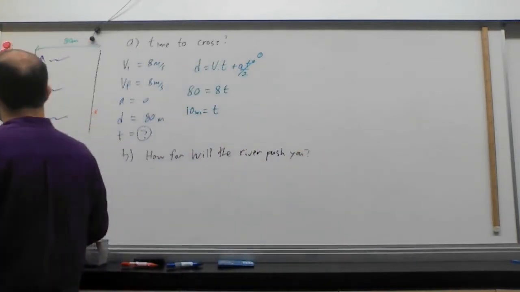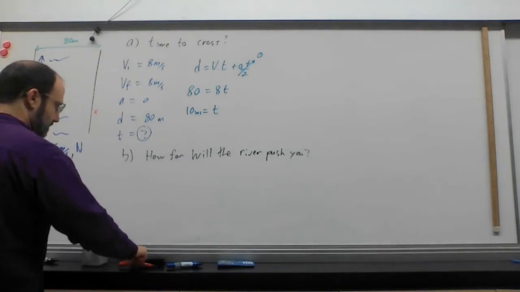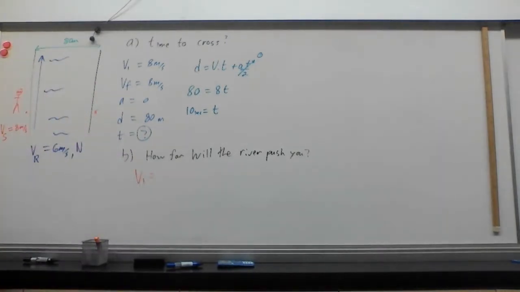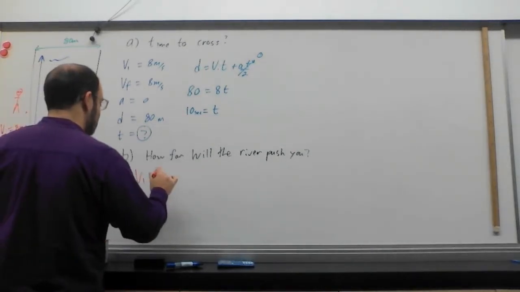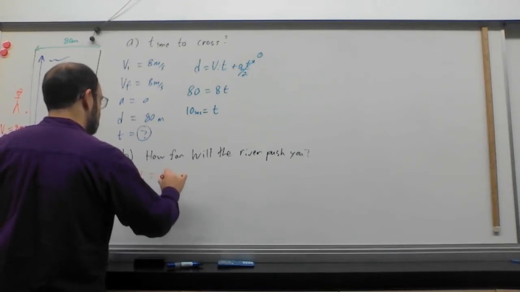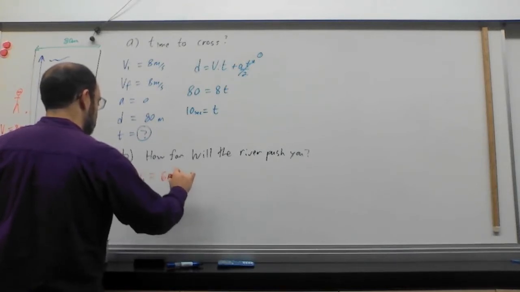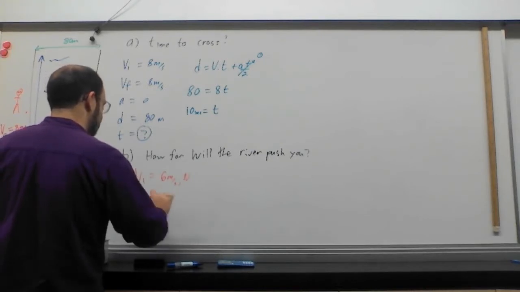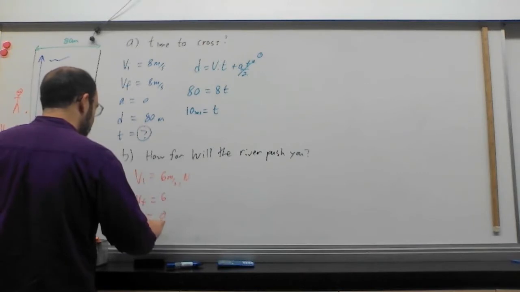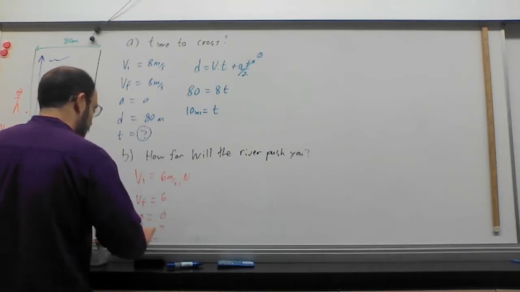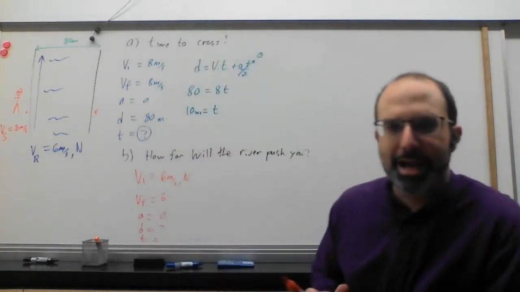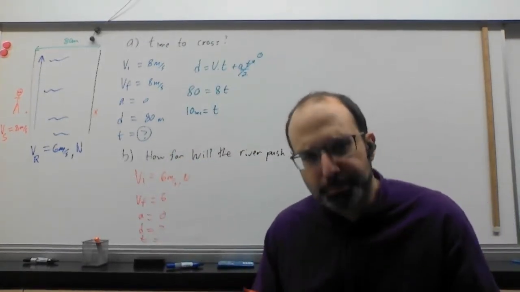Well, think about it, right? Do we care? Like, what numbers do we need, right? Let's frame that way. What numbers do we need? Well, the river's got a velocity of 6 meters per second north, and it's constant, right? There's no acceleration. I'm looking for d, but what's scrunched up at the bottom of the page there? What is the time? How long will the river push you along?